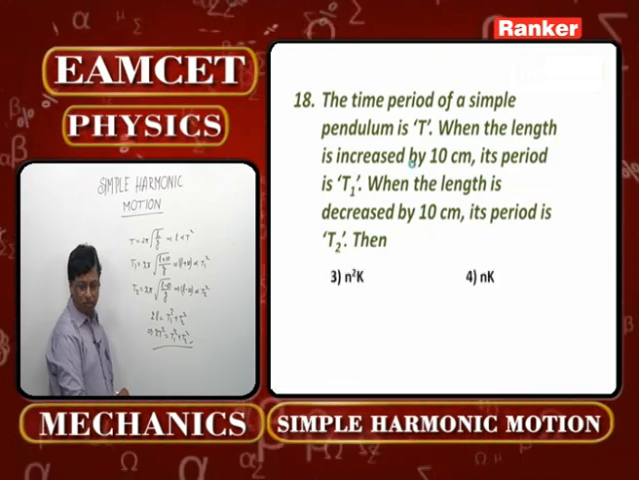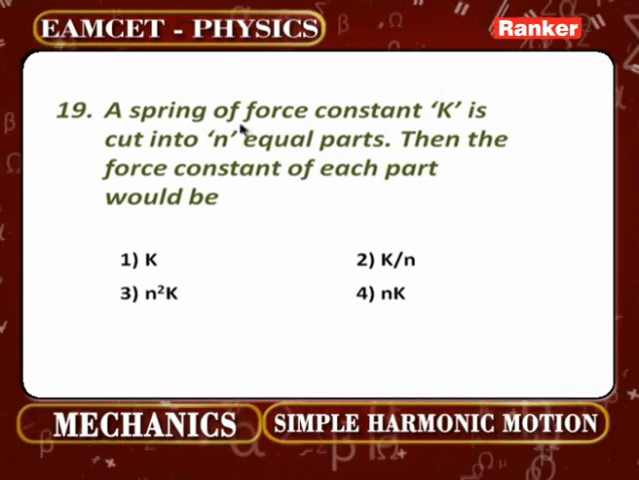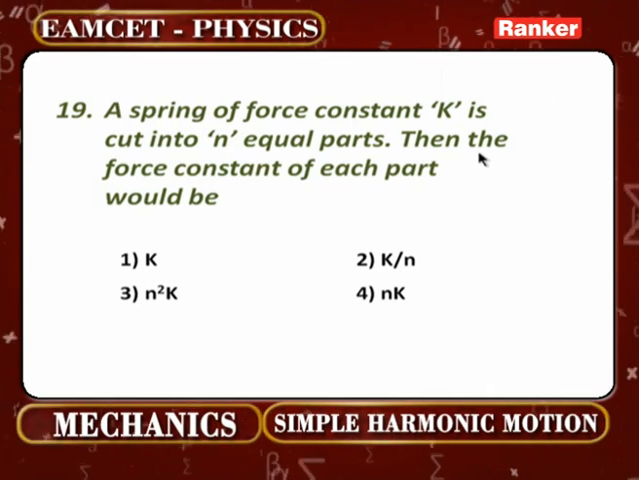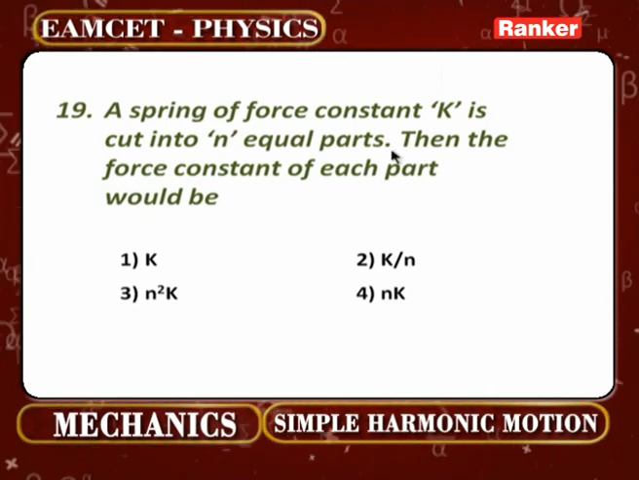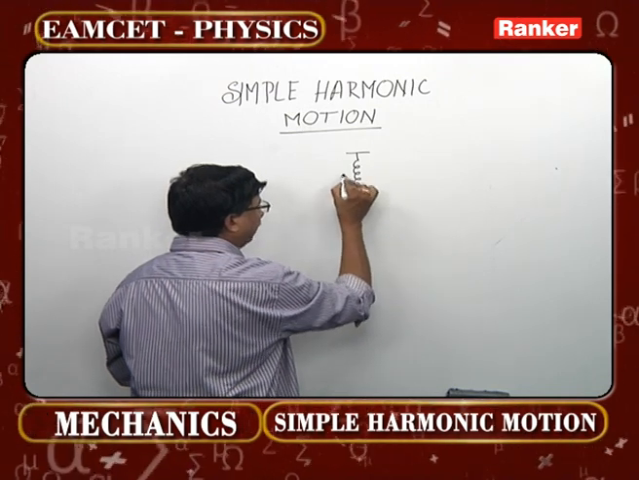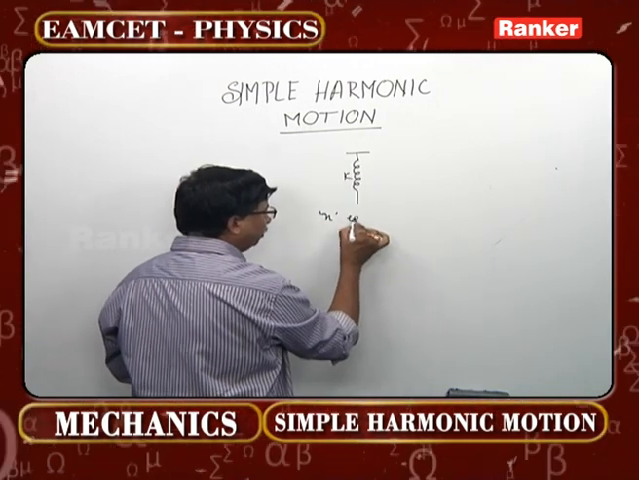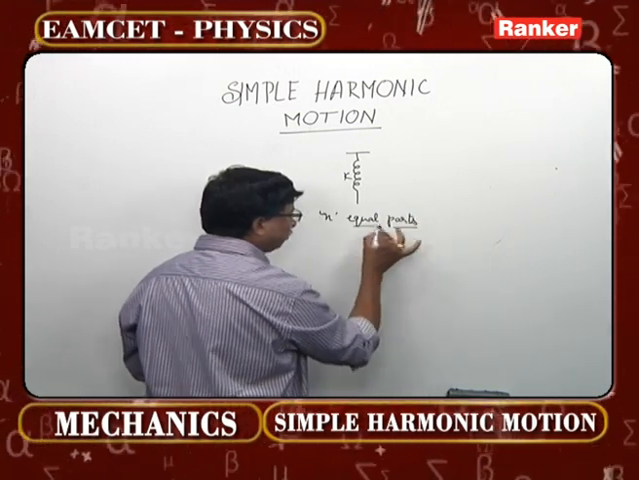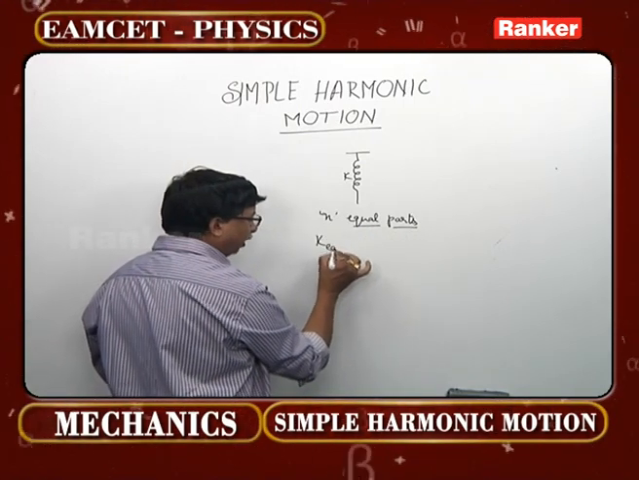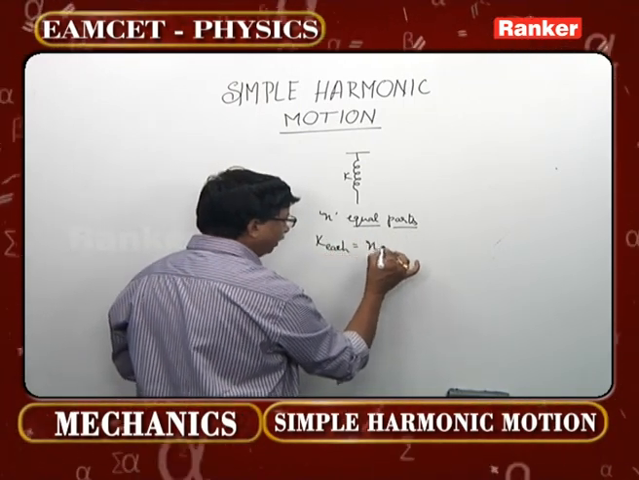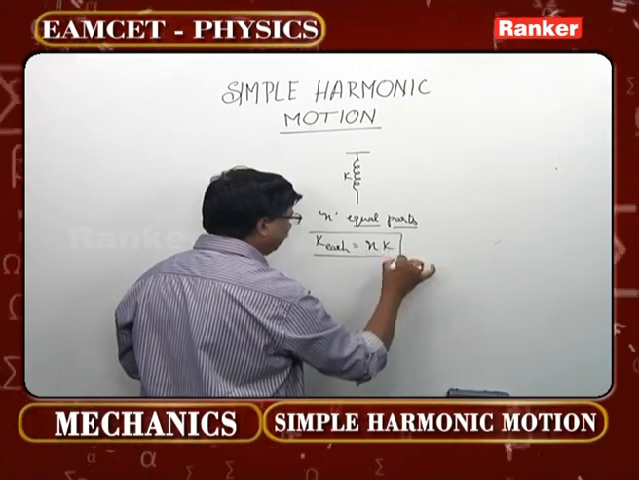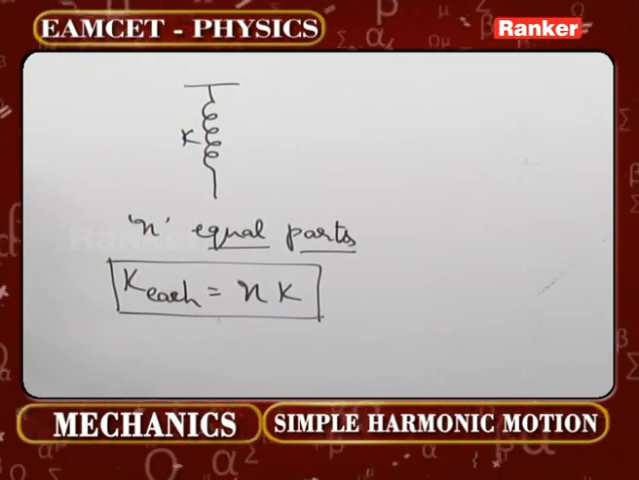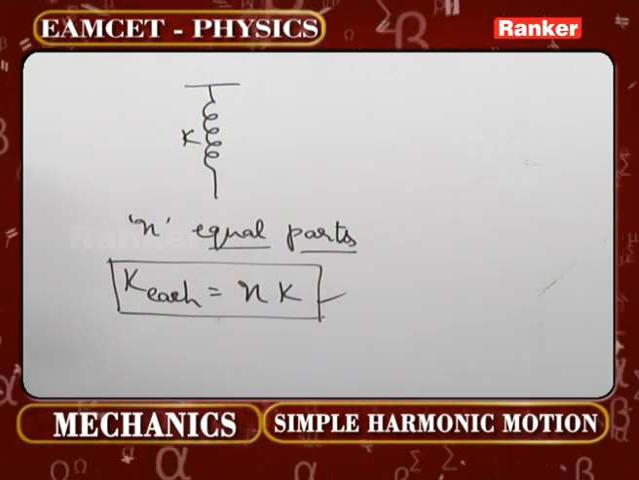Look at the next problem, please. That is question number 19. A spring of force constant K is cut into n equal parts. Already I have given you the concept earlier. Whenever a spring having a force constant K is cut into n equal parts, each part will have a spring constant which is n times the value of k. So this is a direct formula application which has been asked in one of the papers of EAMCET earlier. That is nk, the fourth option that is correct here.